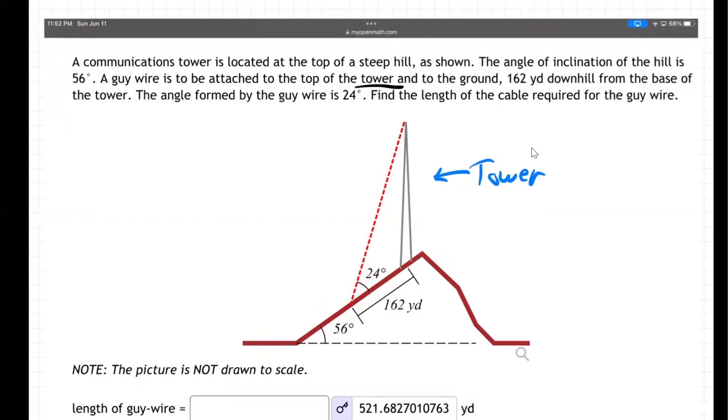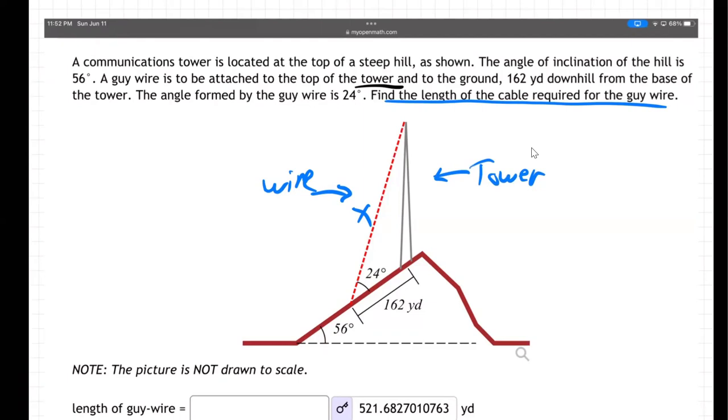So let's call this wire X. That's what they want to know, right? Find the length of the cable, the wire, the cable, whatever you want to call it, right there. Find that dotted line. How long is that? Okay. So to do this problem, let me show you what we do.